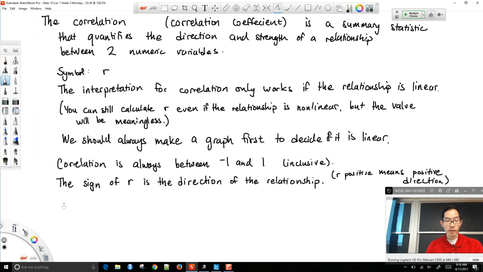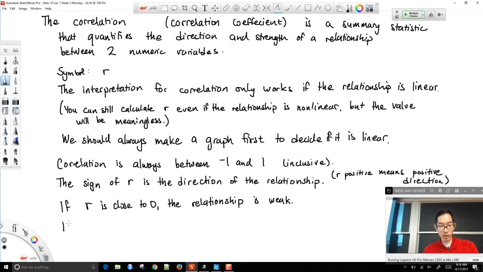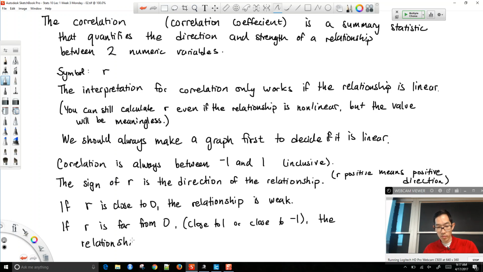And then if R is close to 0, the relationship is weak. And if R is far from 0, meaning it's close to 1 or close to -1, the relationship is strong. But again, this only makes sense if the relationship is linear to begin with.